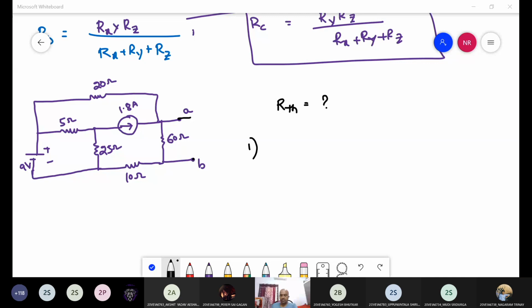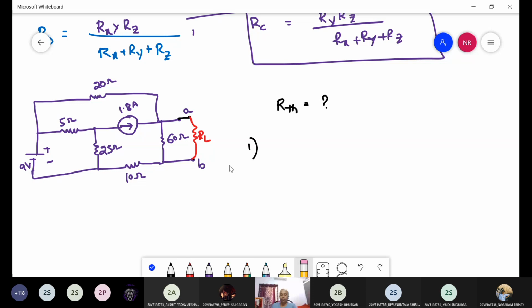Here is some point. Here the load resistor is not there, right? Then just assume some load resistor is connected here between the terminals A and B. Remove the load resistor, already removed. Then the equivalent resistance between the removed terminals.